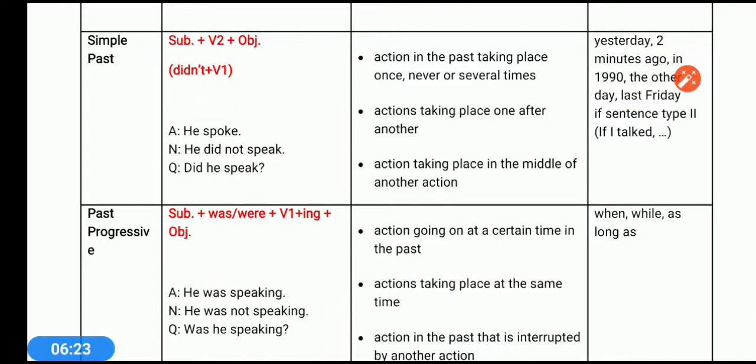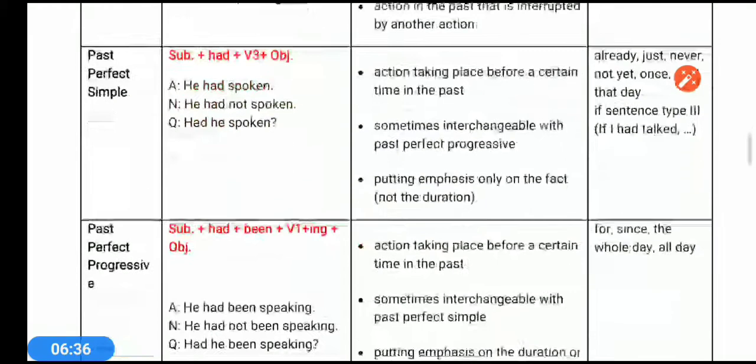Was, were plus the ing form of the verb shows in the past what was happening. Like yesterday this time I was preparing for another video. So I was preparing for another video this time. Okay, now next, let's talk about past perfect tense.